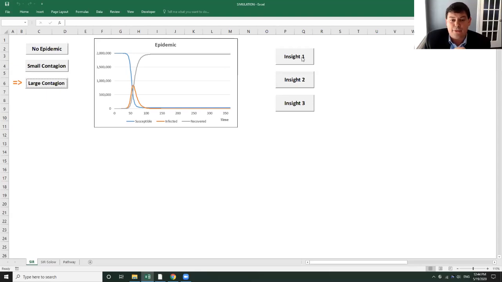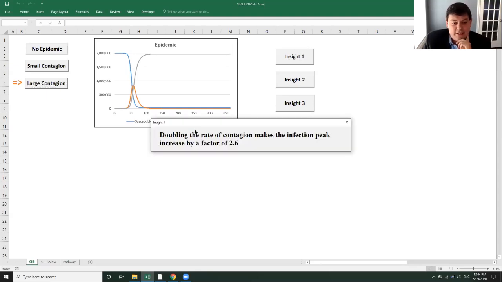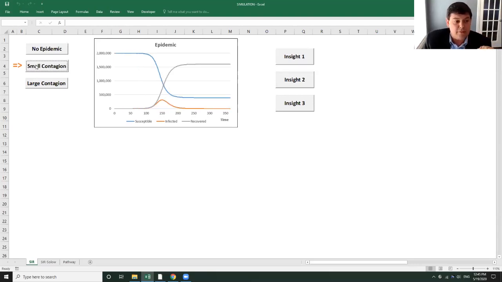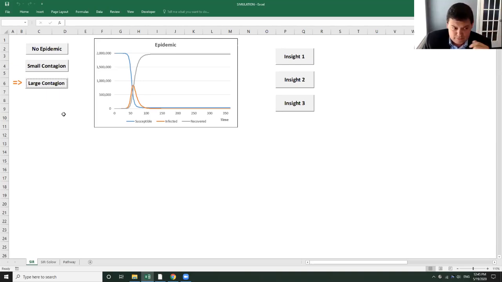So let's take a look at the first insight. The first insight here is that doubling the rate of contagion makes the infection peak increase by a factor of 2.6. So I double the rate of contagion and I more than double the infection peak, and by that I mean the day that I have the most number of infected people, okay? So in the small contagion model, I have about 300,000 people infected in this simulation model. And I double the epidemic, and the number of infected people goes up to about 800,000. So it's more than doubling. So things can get exponentially faster, get complicated really fast as we're changing the contagion rate.